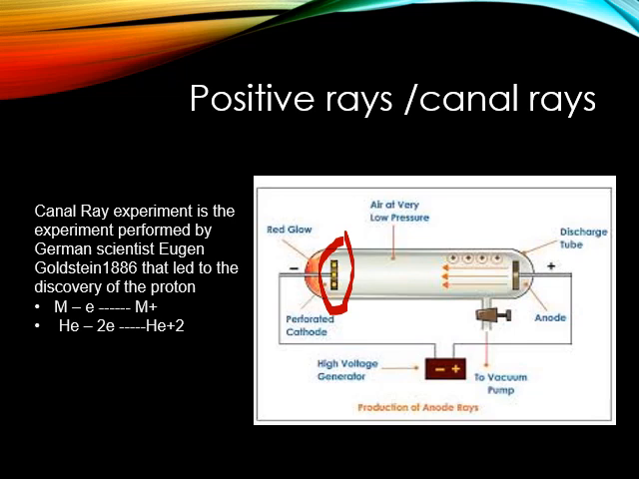The rays which come out of the cathode when you supply the electrical current, what happens is, the rays which come out in the form of cathode rays strike the gas particles within the chamber and ionize them.